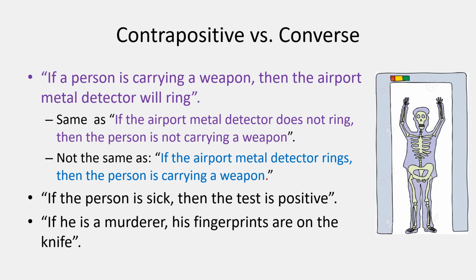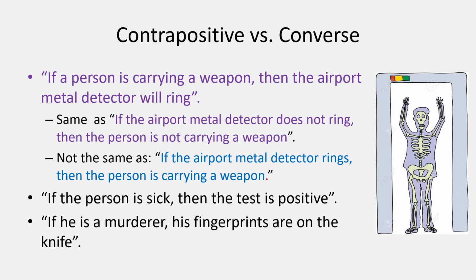Okay, so let's look at something that we did at the very beginning of the class, in the first unit. We talked about an implication, its contrapositive, and its converse, and we looked at statements like: if a person is carrying a weapon, then the airport metal detector will ring, or if the airport metal detector rings, then the person is carrying a weapon. And we talked about how those two statements are different from each other, and one can be true when the other one can be false.